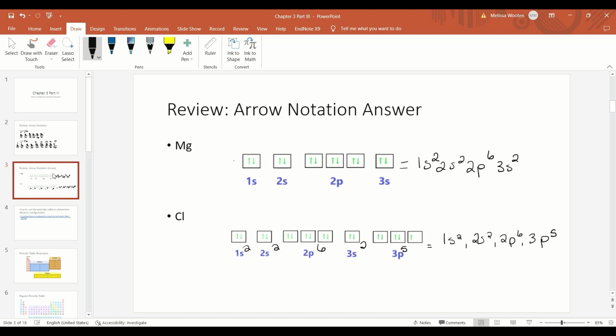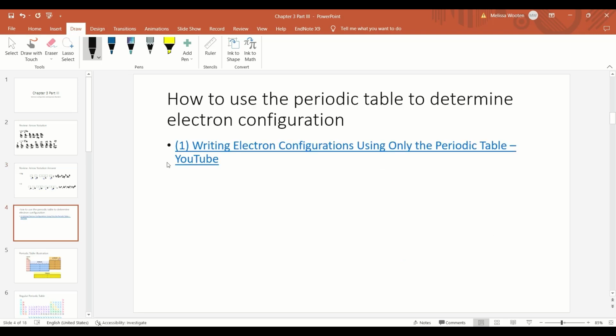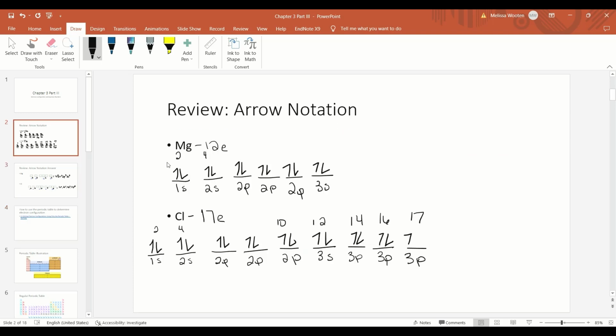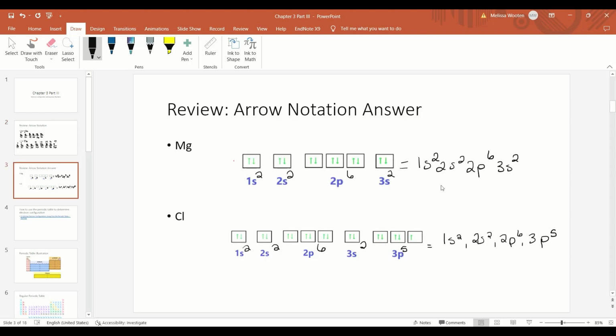Okay. And remember, we touched on a little bit in our last lecture how we're going to go from this to this, and so pretty much this is 1s2, because this is filled, 2s2, 2p6, because it's 2, 4, 6, and 3s2. Then you have 3p, 1, 2, 3, 4, and 5. Okay? And so this next link is a video on how to use the periodic table to determine electron configuration, so that way we don't have to draw this out every single time to be able to go from here to what we have here.